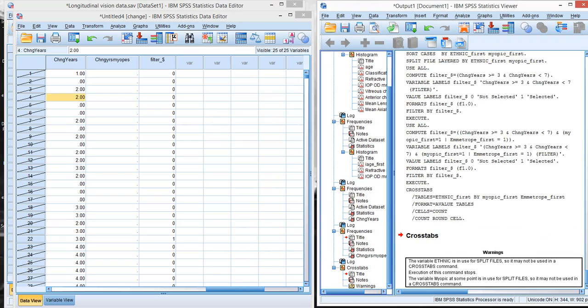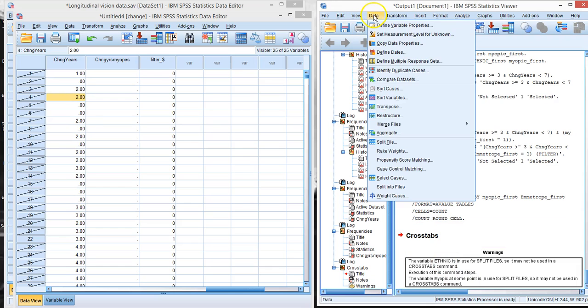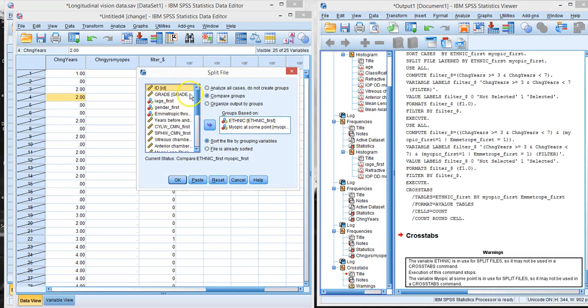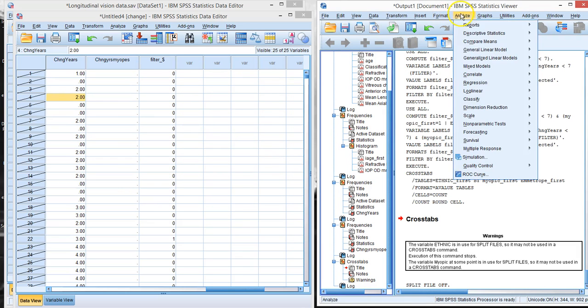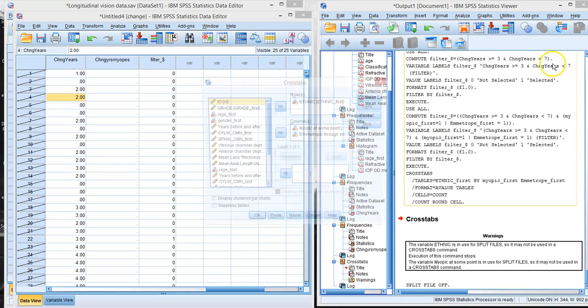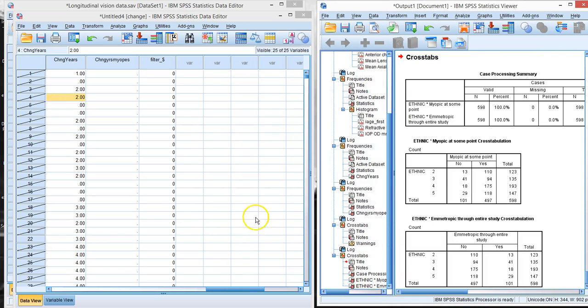Well, we're going to get our two tables. Okay, it didn't like that because I had put ethnicity in the split table. So let's go down into split file and let's analyze all cases. And let's try that again. Descriptive, crosstabs. Okay. So we have two tables.